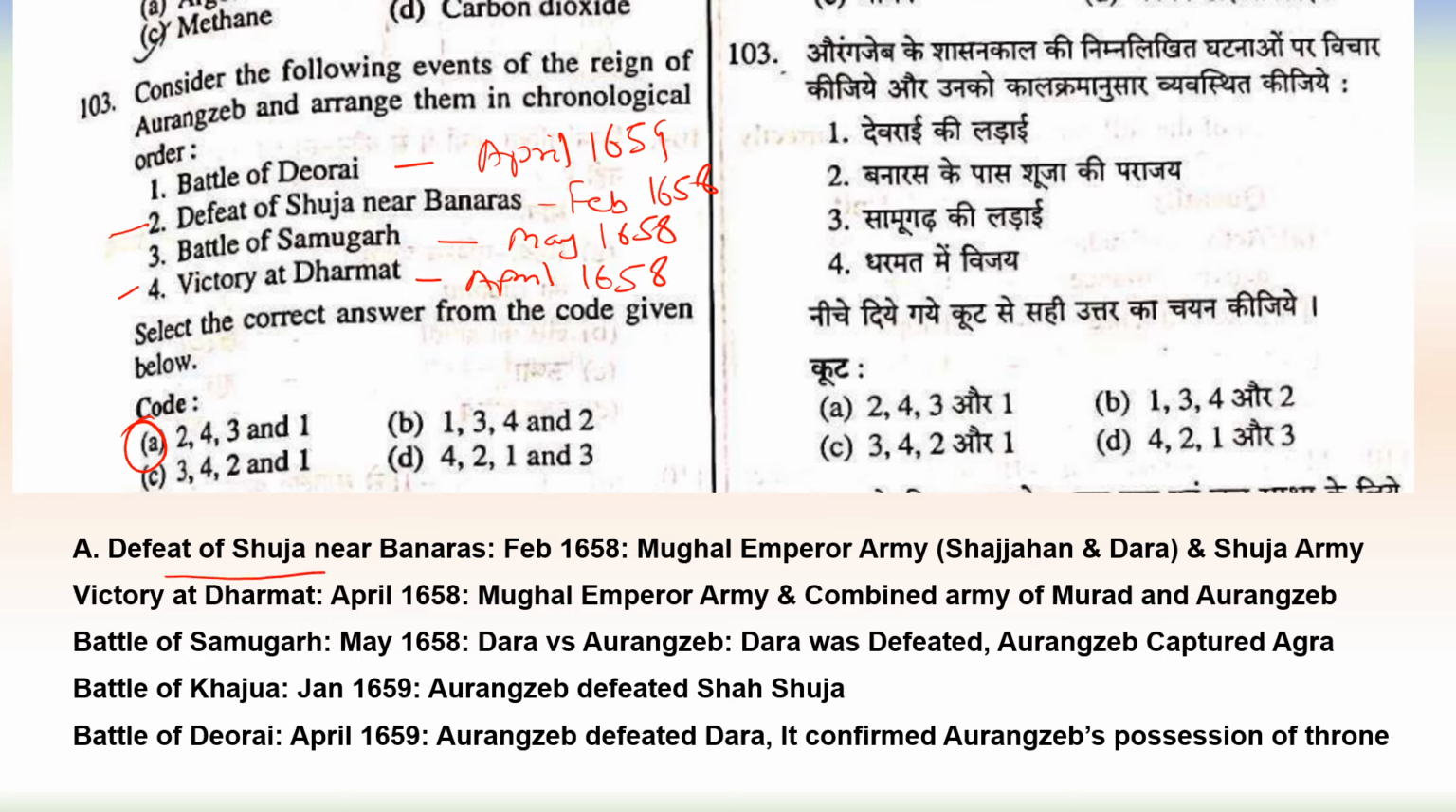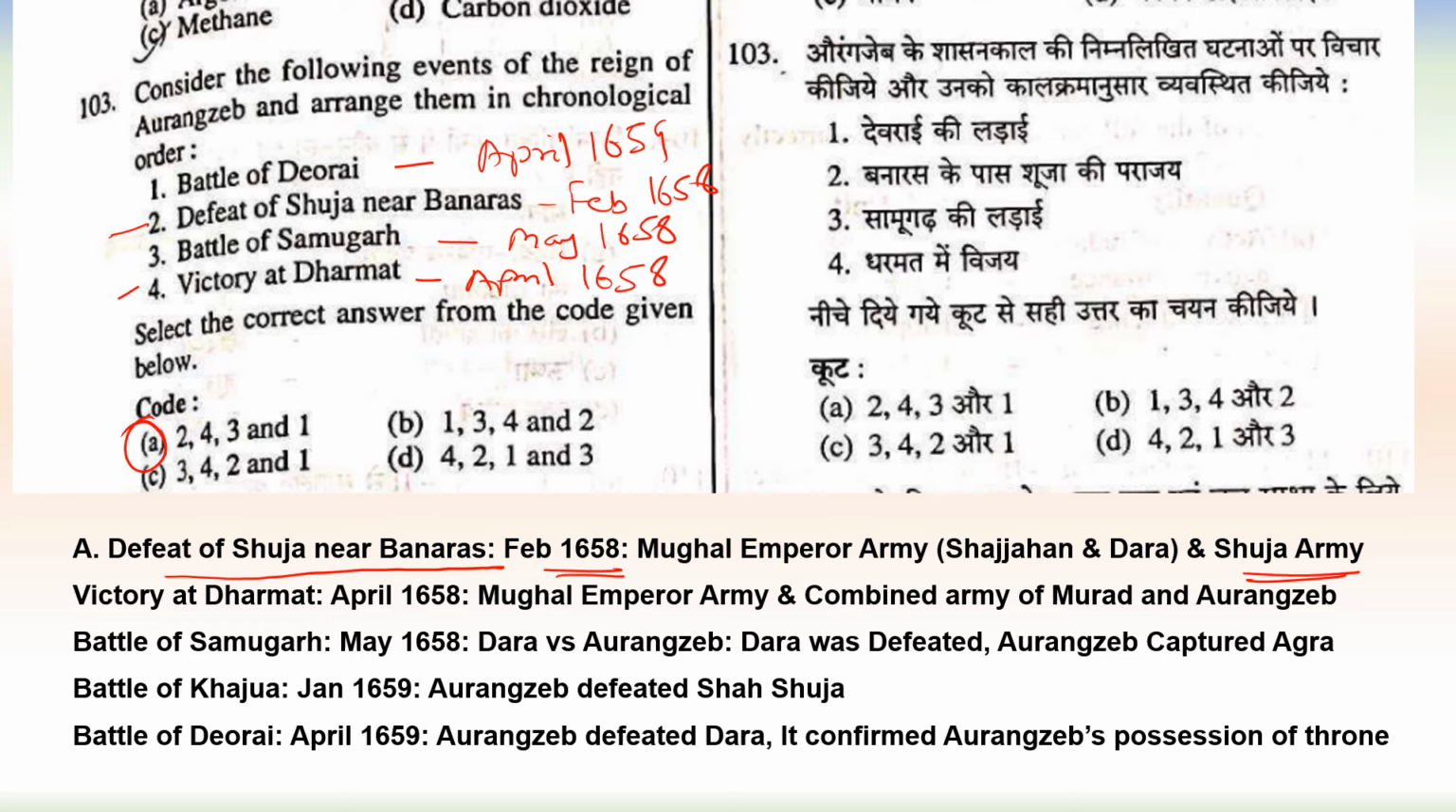Defeat of Suja near Banaras in Feb 1658. This was between the Mughal Emperor army, Shahjahan and Dara, and Suja army. So all are brothers, Suja, Dara Shikoh, Aurangzeb and Murad. All are the brothers, and there is a fight for the crown.